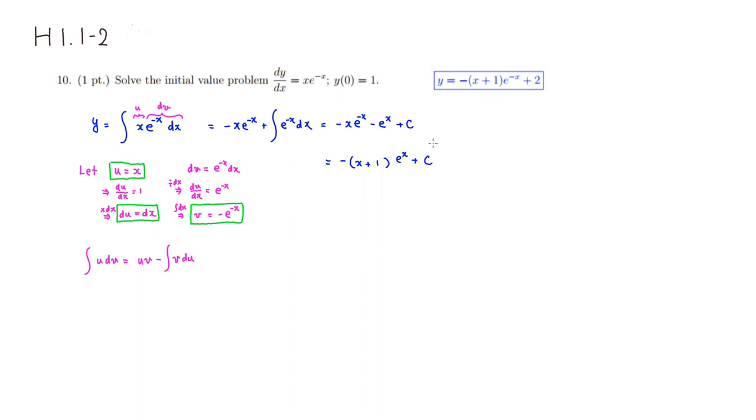Then you can finish this up by using the initial value condition. Use that to find this constant here, which will turn out to be 2. That's it. I hope that this will get you guys going.